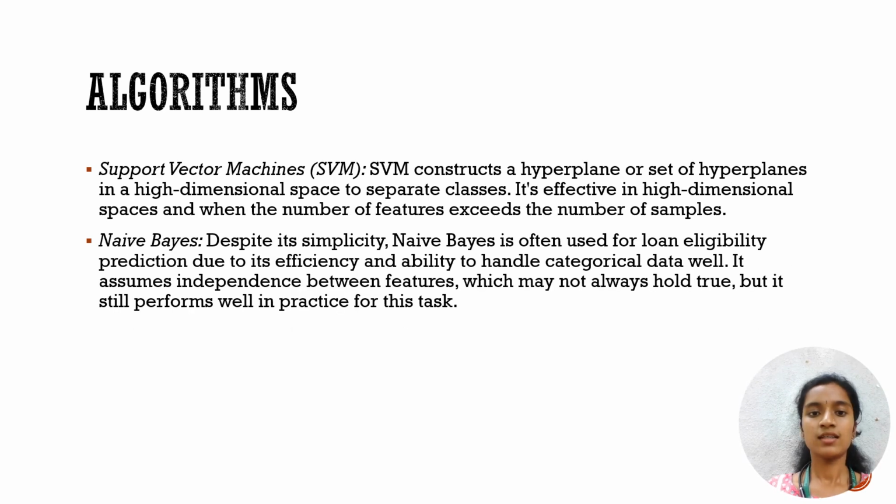Support vector machines. Support vector machines construct a hyperplane or a set of hyperplanes in a high dimensional space to separate classes. It's effective in high dimensional spaces and when the number of features exceeds the number of samples. Naive Bayes. Despite its simplicity, naive Bayes is often used for loan eligibility prediction due to its efficiency and ability to handle categorical data well. It assumes independence between features, which may not always hold true, but it still performs well in practice for this task.